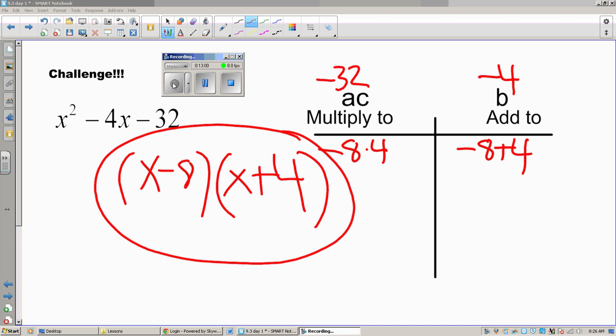And good. And sometimes on these you may need to check them. I don't know if we need to right here, but yes, x minus 8, or x negative 8, times x positive 4. And can you press pause for us? We'll be back after these.